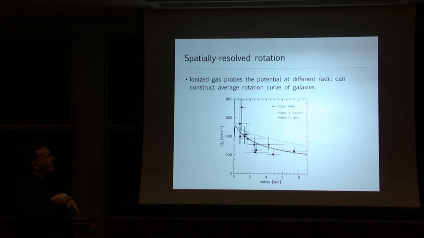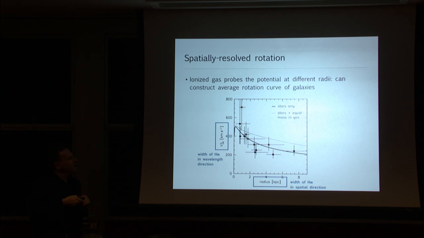You can plot all these galaxies, the inclination-corrected rotation velocity, versus the radius of the gas here. So these are completely independently measured. One is the width of H-alpha in the wavelength direction, more or less, and the other is the width of H-alpha in the spatial direction. And that gives you a rotation curve here that's then falling. It peaks at sort of 450 or 500 kilometers per second, but then it drops.